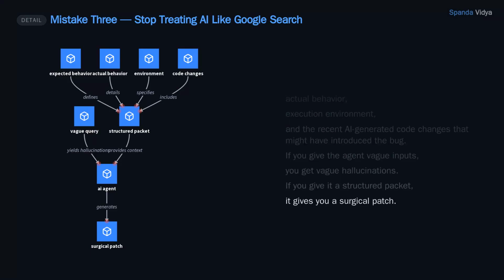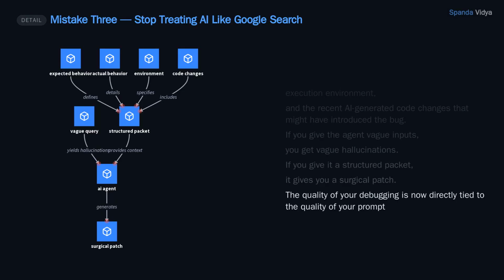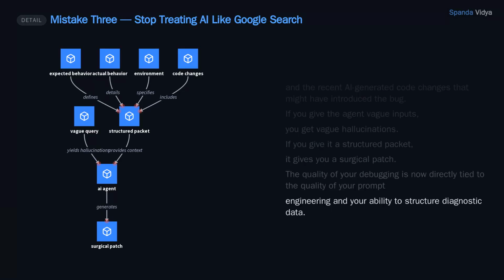The quality of your debugging is now directly tied to the quality of your prompt engineering and your ability to structure diagnostic data. The bottleneck has shifted. Writing code is no longer the problem. Maintaining and fixing it is. You just saw how agentic debuggers independently investigate logs and execute multi step workflows. You just saw how AI root cause analysis traces failures back to the exact commit. You just saw how live runtime inspection beats staring at static code.